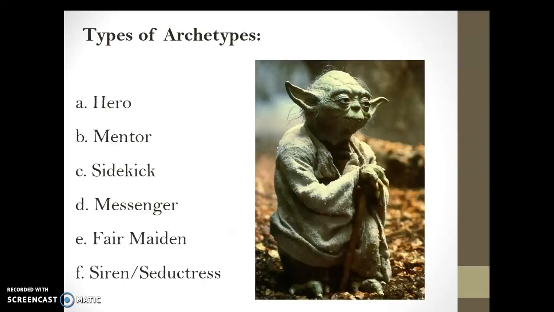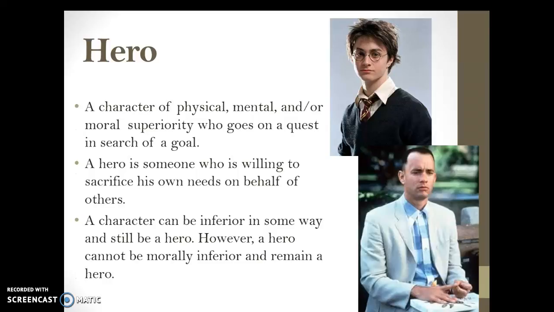We are going to discuss 6 types of archetypes. Remember, there are many more archetypes that exist than just these 6, but within our study of the Odyssey, these are the ones we'll focus on. The first archetype is the hero.